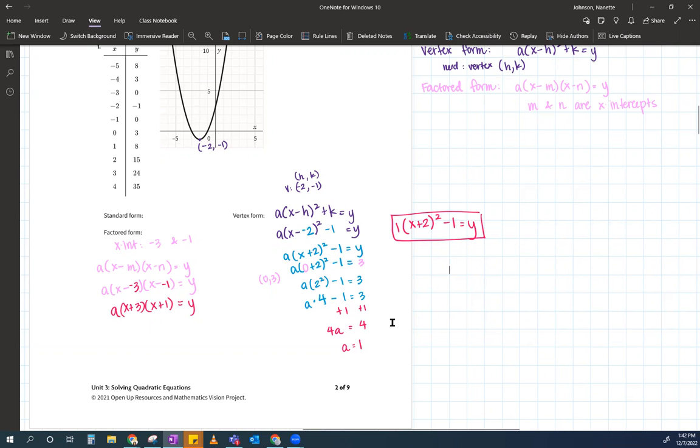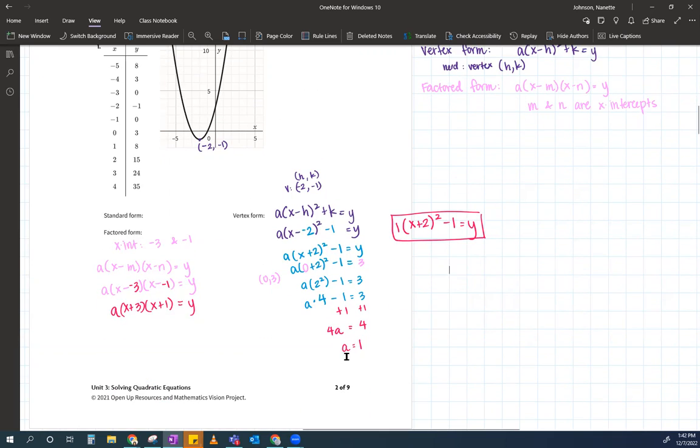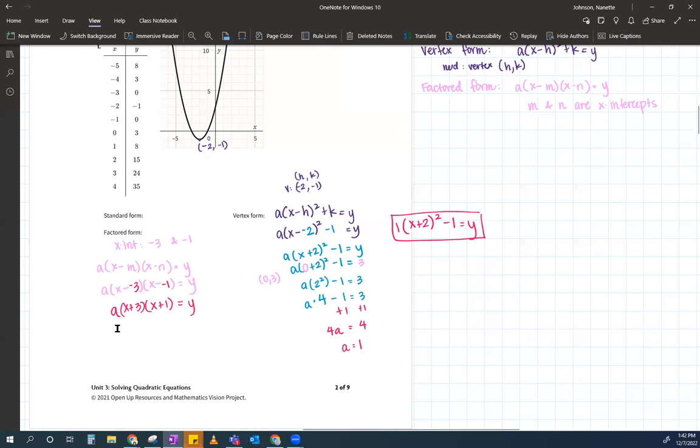Hey, Miss Johnson, you said that the a was the same in all three. Can I take the a from over here and use it over here? Yes, absolutely. I already found my a. Are these a's different? No, their job is exactly the same. That's why I use the same letter every single time. So I could just put a 1 there and I'm done. My final answer is a(x plus 3)(x plus 1) equals y, with a equal to 1. Everybody okay with that?